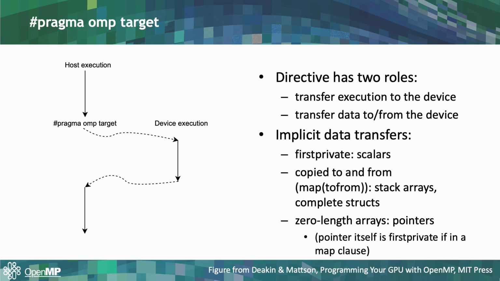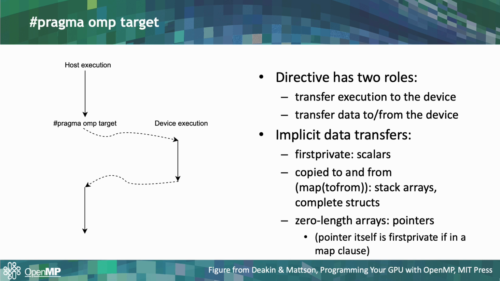This means that the pointer can be transferred into the device, and if there is a transformation that needs to happen between the memory spaces, for instance, a host pointer needs to be translated into some device pointer representation, that can all happen there. But again, the runtime is taking care of this automatically for us. The pointer itself is going to be firstprivate if the pointer appears in a map clause. But if it doesn't, then it's just treated as a zero-length array, and the pointer gets attached to the device, that is, to the memory that's already been transferred to the device.